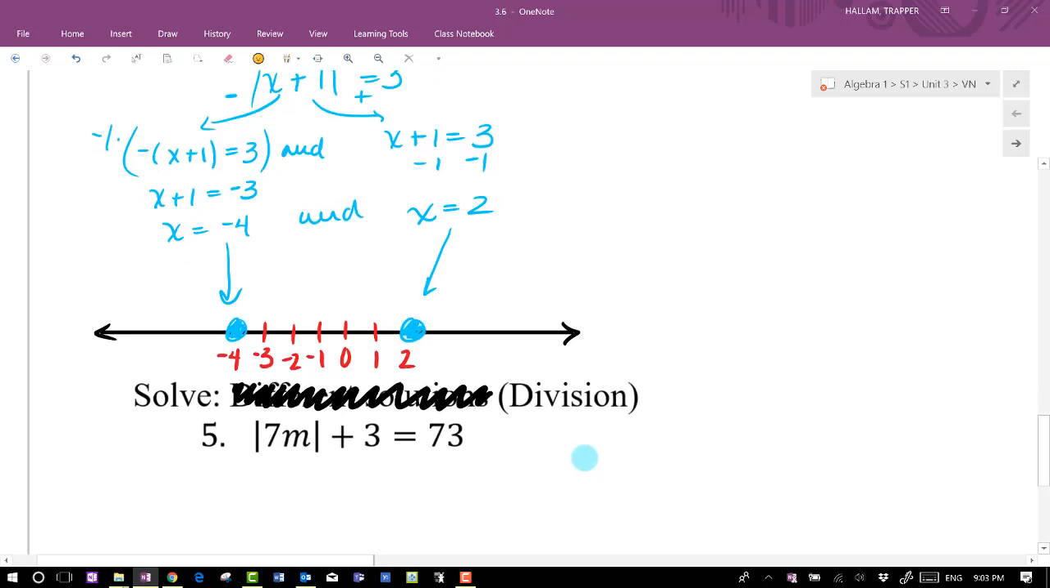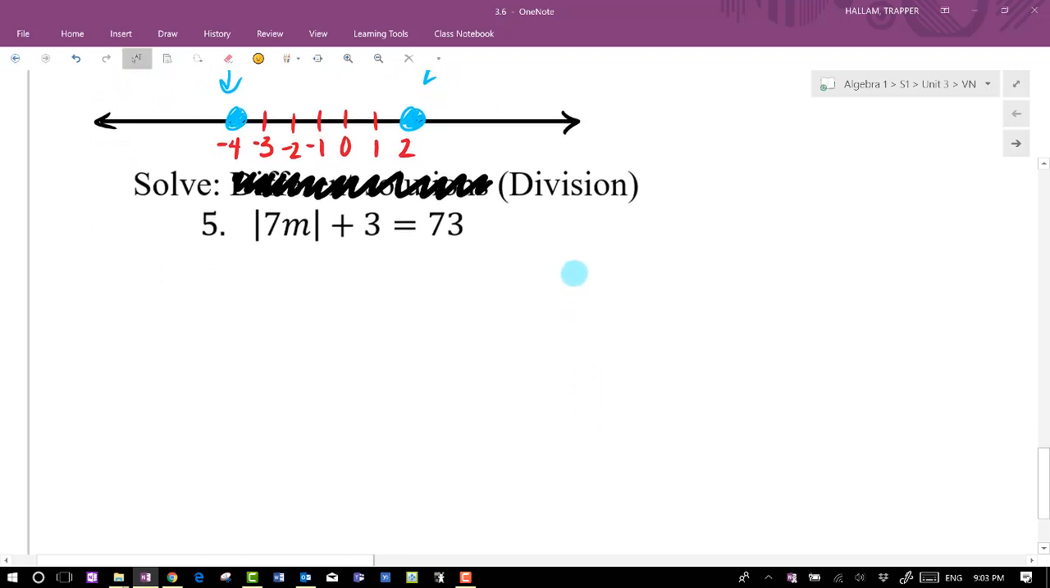All right, let's look at one other example. We've got addition and some division inside of the absolute value. That's the first time we've seen this. Again, start by solving for the absolute value, so we're going to go ahead and subtract 3 to both sides. We're left with the absolute value of 7m equals 70.